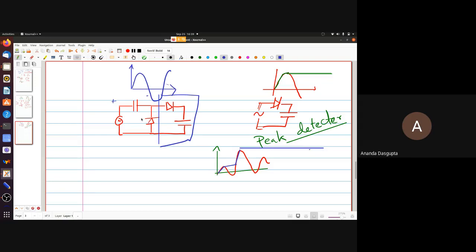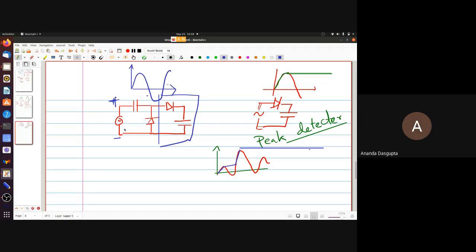Quick rule is just try to figure out which way will current flow. Will current flow in the direction of the arrow? Yes or no? If this side is positive and this side is negative, which is what this cycle means, which way will the current flow? Which way would the current have flown, by the way? Assume that the peak detector is not connected, just a capacitor and a diode.